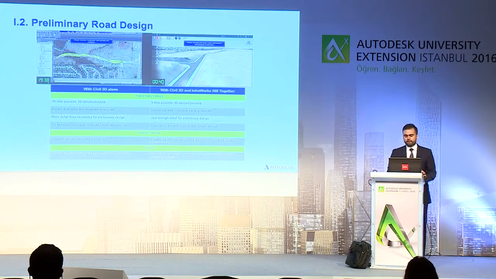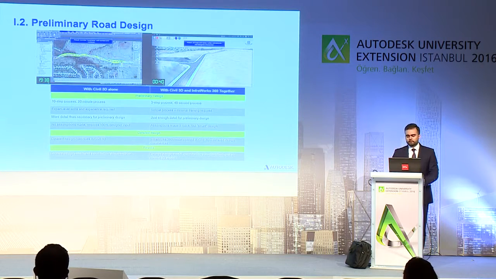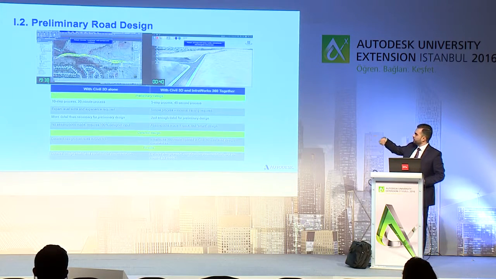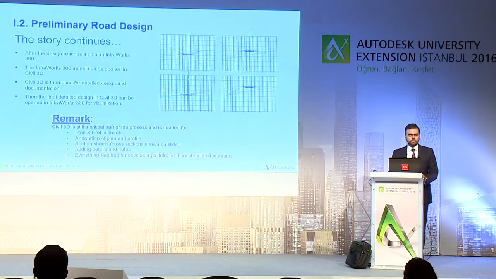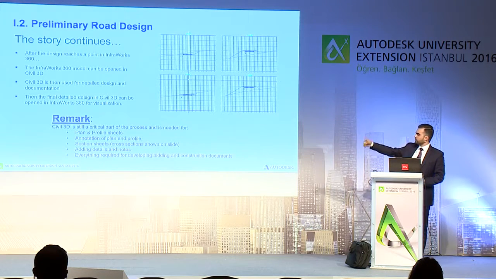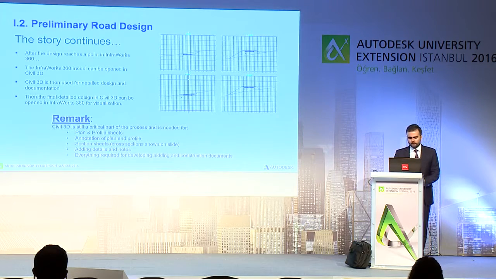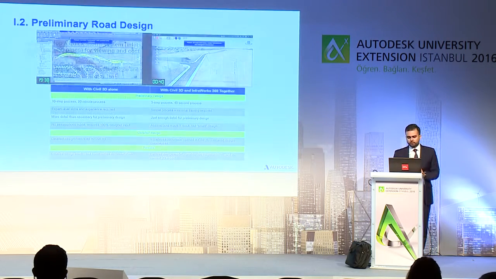Now the question is, why don't we use InfraWorks all the time? InfraWorks is very powerful if you're sketching things. But what if you want to generate, for example, the cross-sections or the alignment, profiles, and the documentation? Then the only way to go is definitely Civil 3D. So InfraWorks is very good at sketching things as per design, showing them visually to your customers. But for documentation, the plan and profile, annotation, the section sheets, adding details and notes, it's definitely Civil 3D that is really required. So this is the second point that I wanted to touch upon.